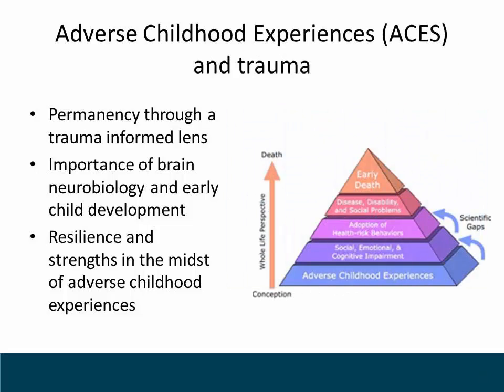Research has connected adult health outcomes to childhood experiences. The Adverse Childhood Experiences Study, ACEs, found that adverse childhood experiences correlate directly with poor adult health outcomes. Therefore, it is important to think about permanency through a trauma-informed lens to understand the way trauma influences child development, including brain development. It is also important to remember that children have resilience and strengths, even while experiencing trauma and other adverse childhood experiences.